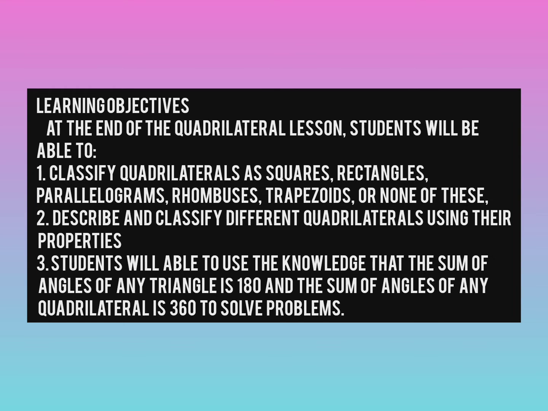My learning objectives. At the end of the quadrilateral lesson, students will be able to, first, classify quadrilaterals as squares, rectangles, parallelograms, rhombus, trapezoids, or none of these. Second, describe and classify different quadrilaterals using their properties. Number 3, students will be able to use the knowledge that the sum of angles of any triangle is 180 and the sum of angles of any quadrilateral is 360 to solve problems.